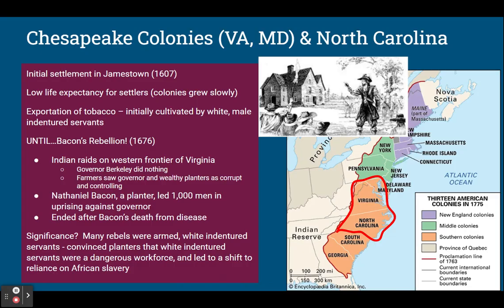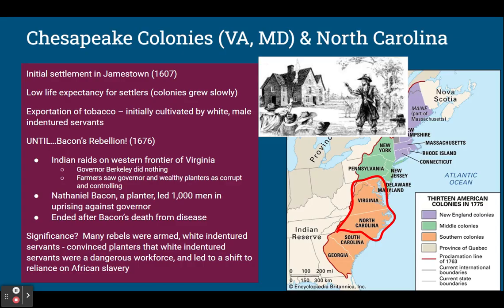These colonies really relied on an exportation of tobacco. And interestingly enough, that tobacco was initially cultivated by mostly white male indentured servants. Now, if you don't remember from previous history classes, indentured servants were people who usually could not afford their own price of a ticket to get across the Atlantic. So they sold their service for a certain term of years, often about 7 years, in which they would labor for the person they sold their service to. And at the end of 7 years, they would go free to labor for themselves.